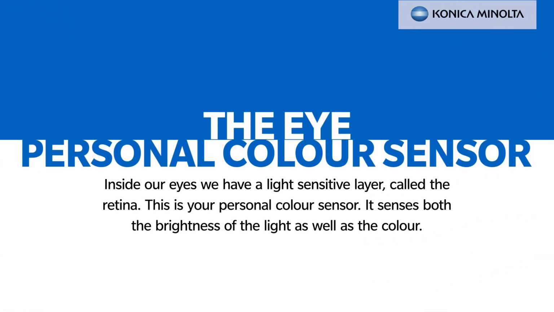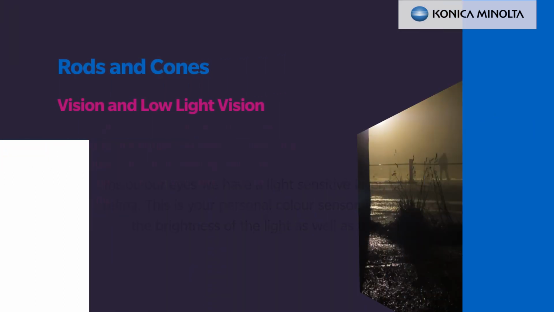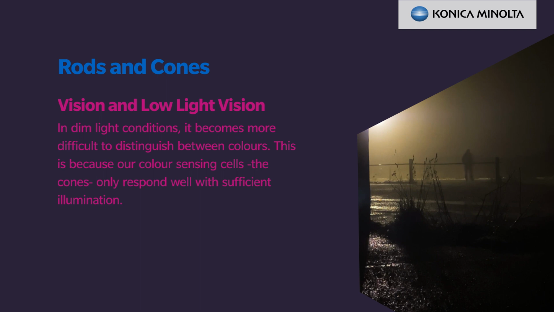Inside our eyes, we have a light-sensitive layer called the retina. This is your personal colour sensor. It senses both the brightness of the light as well as the colour. In the case of dim lighting conditions, you'll find that it becomes more difficult to distinguish between colours. This is because your colour sensing cells, the cones, only respond well if sufficient light enters our eyes.